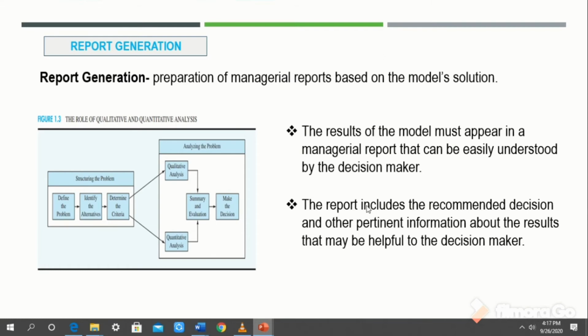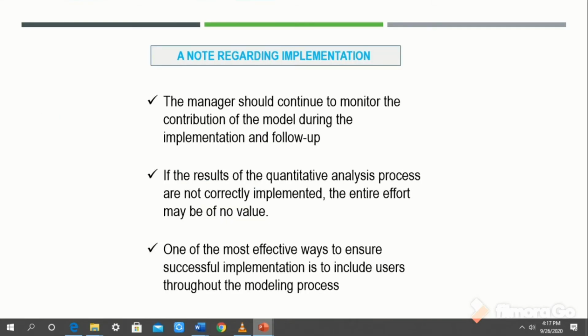And don't stop after making sure it is understandable. You should also provide recommended, possible decisions that are helpful to the decision maker. So lastly, a note regarding implementation.